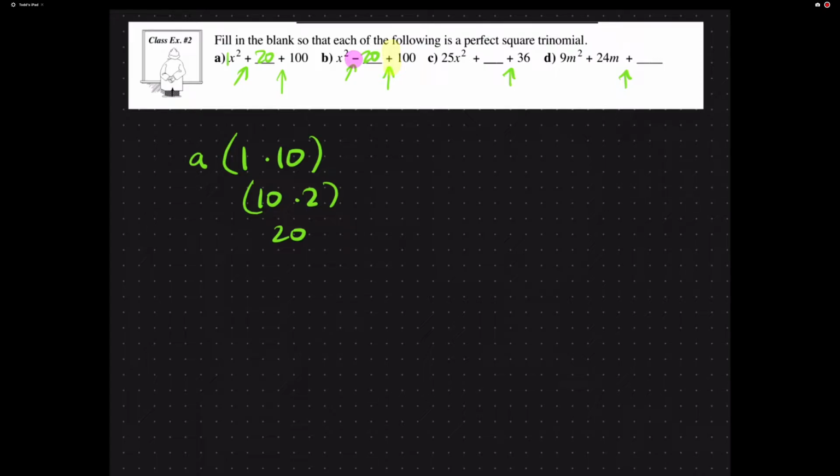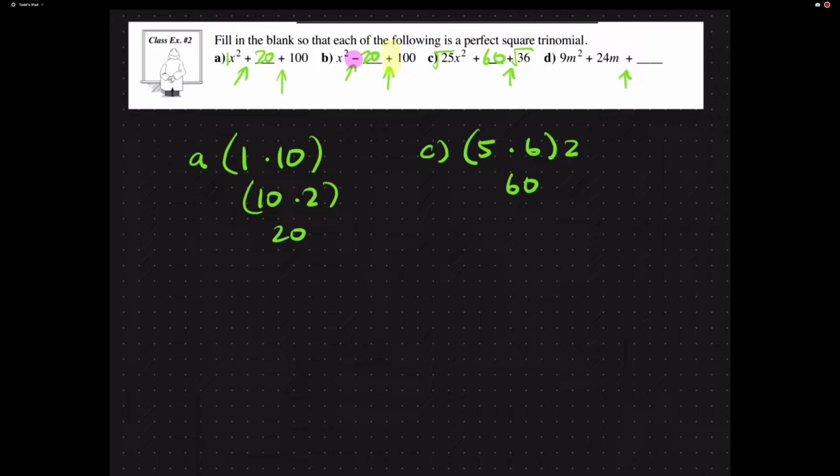Okay, let's look at C. Is 25 a perfect square? Yes, it's 5. Is 36 a perfect square? Yes, it's 6. 5 times 6 times 2 is going to be 60. So our middle term is 60.